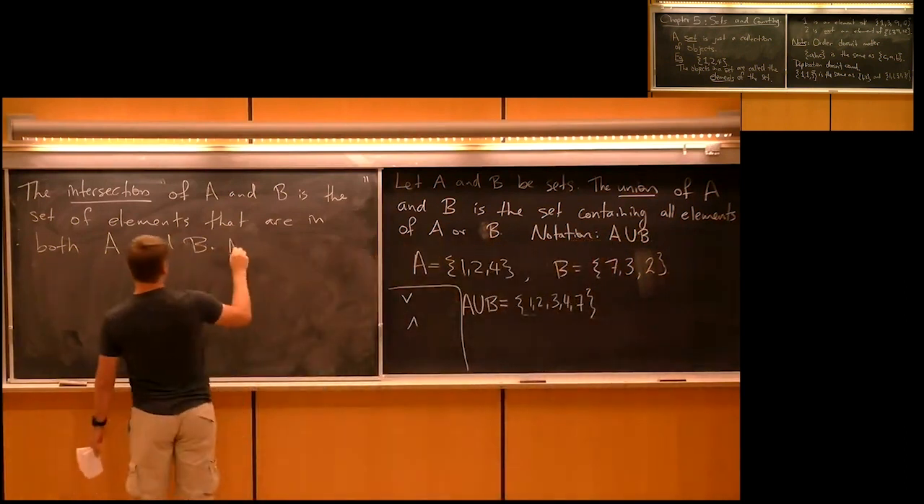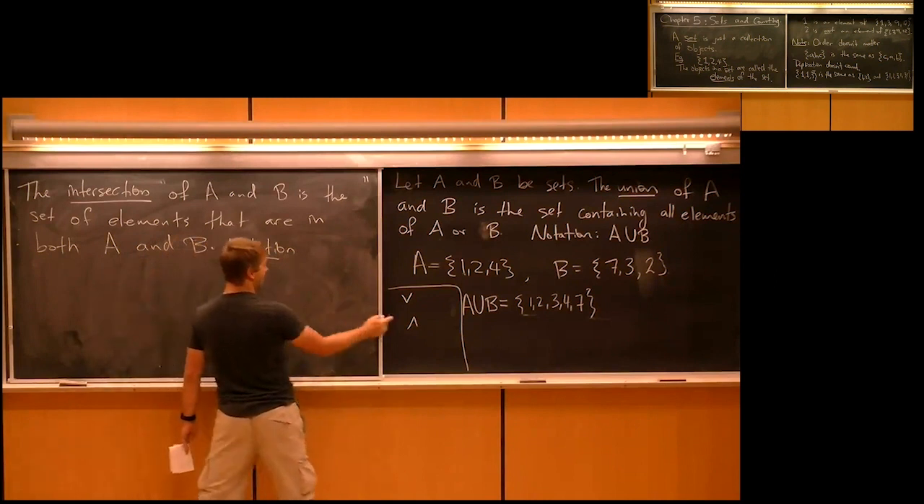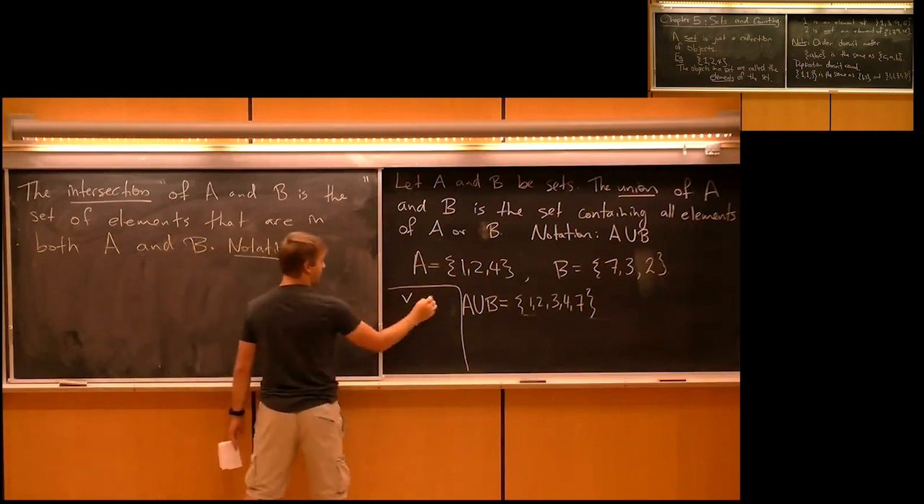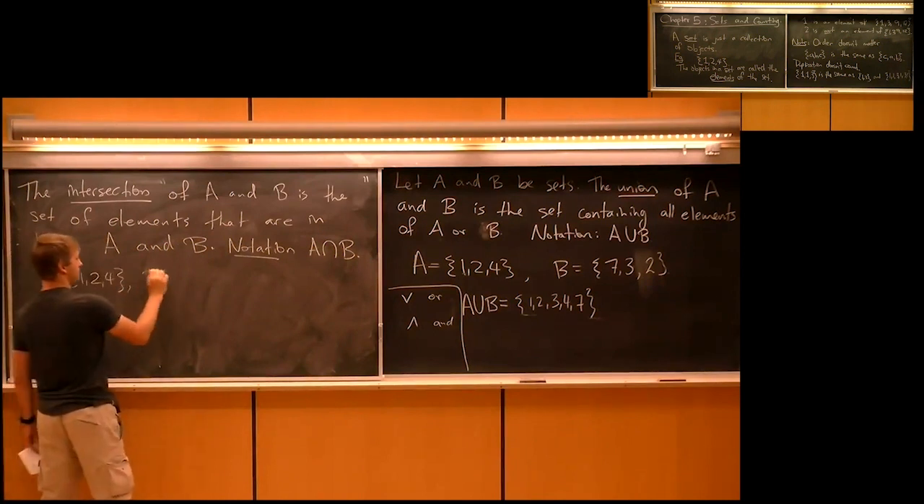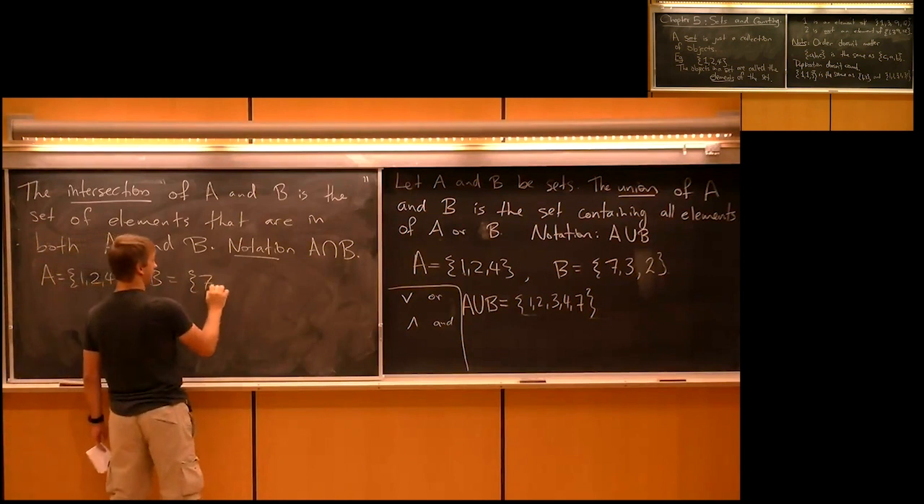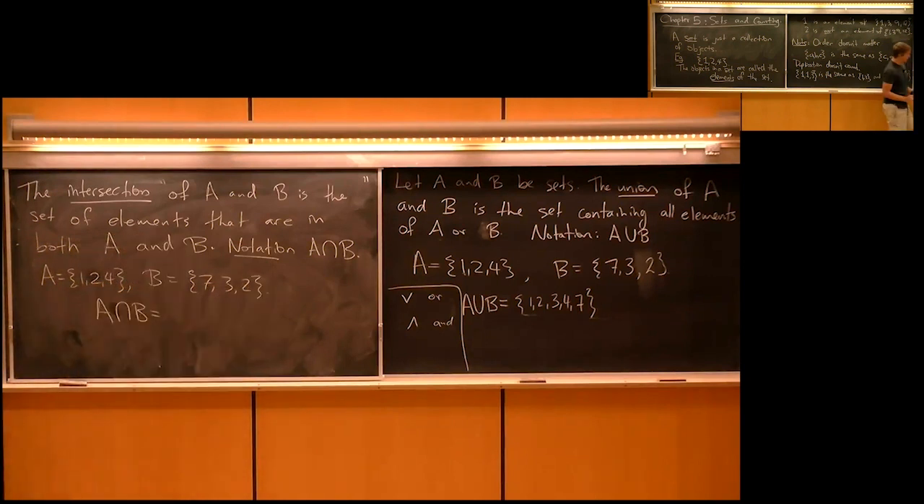And for the intersection, the notation is similar to the and. So this is like or. So maybe let's do the same example. So A is 1, 2, 4. B is 7, 3, 2. So can anyone tell me what the intersection is?